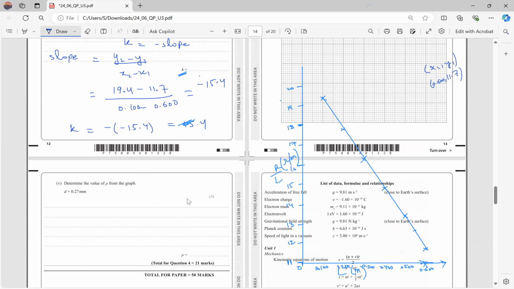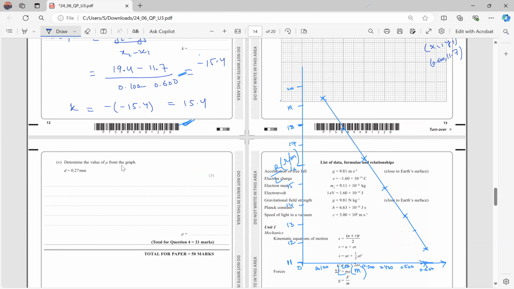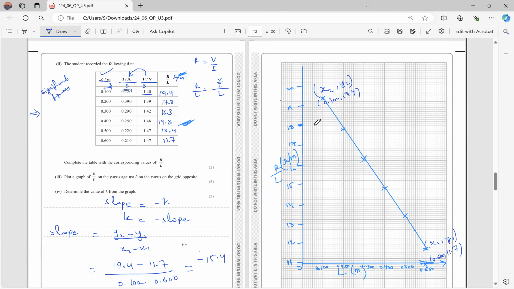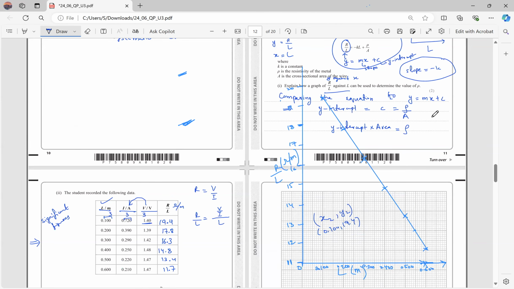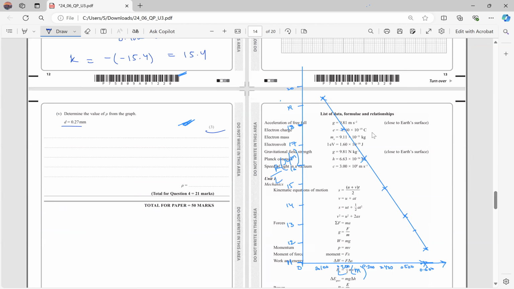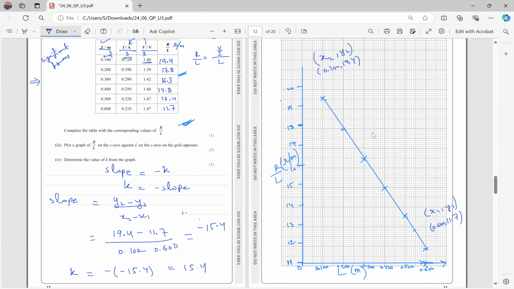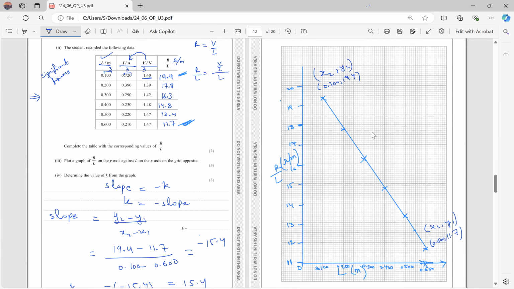Let's look at the last question, which is determine the value of resistivity from the graph. It's 3 marks. So we are provided with the diameter, and we've got to find the resistivity. Let's go back to this part. Part I, it was about resistivity is equal to y-intercept times area. So from the graph, we'll find the y-intercept and we'll find the area separately, and then we'll multiply those two to get the resistivity. So let's find the y-intercept first. I'll adjust the graph right where it was.